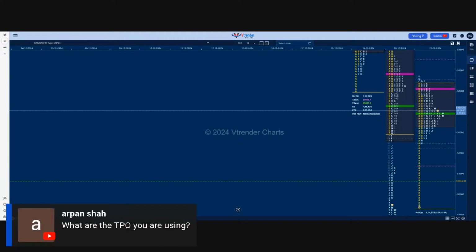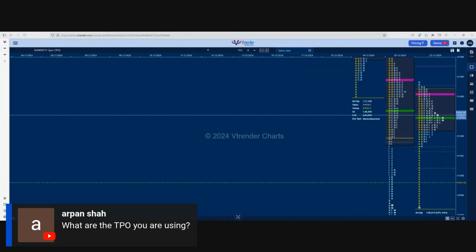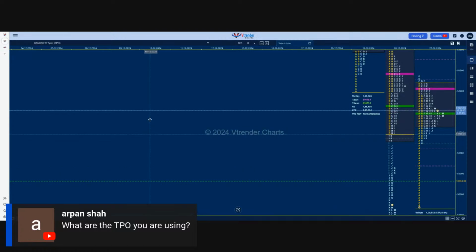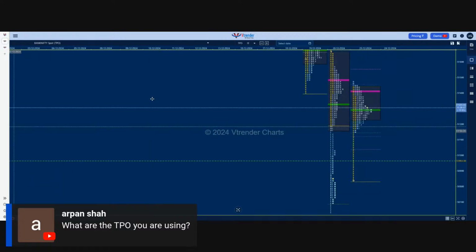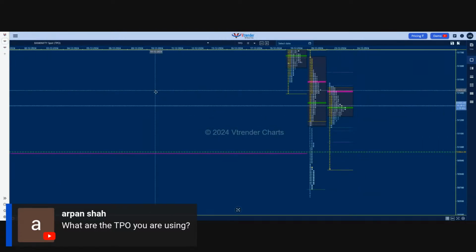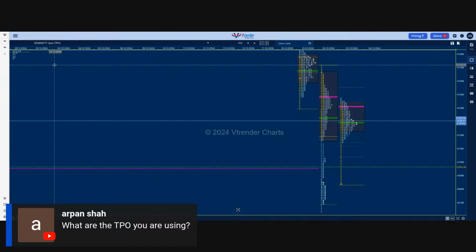Arpan has a question on the TPO. You can use the default TPO, Arpan. We are looking at the weekly chart, so the TPO size is bigger. If you see the daily, the TPO size will automatically come to the default one, and you can continue to use whatever the default TPO is. So ideally, for every 10,000 points, it is suggested to have one TPO. So for Nifty, it will be 2.5 to 3, and for Bank Nifty, it would be around 6 or 9.